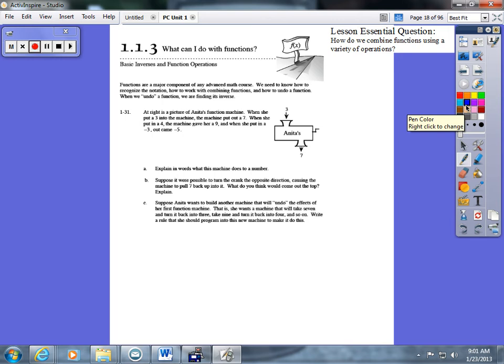At right is a picture of Anita's function machine. When she puts a 3 in the machine, it puts out a 7. She puts in a 4, the machine gave her a 9. She put in a -3, out came a -5. Explain in words what the machine does to a number.